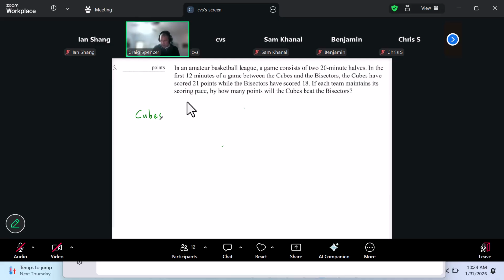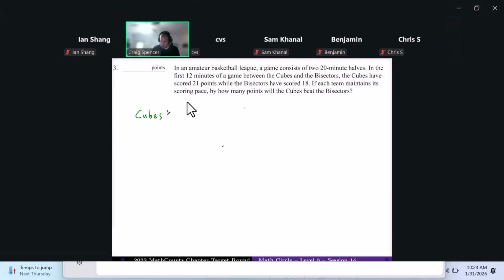So we've got these two teams, the cubes and the bisectors. The overall games are going to be 40 minutes, right? So we have a 40-minute game, and we're effectively given a rate that they're scoring. The cubes are scoring 21 points in the first 12 minutes. This tells you that if they kept scoring at that rate, how much they would score in the entire game. You can simplify fractions, but again, with a calculator, you could do 40 times 21 divided by 12, and boom, there's your answer.